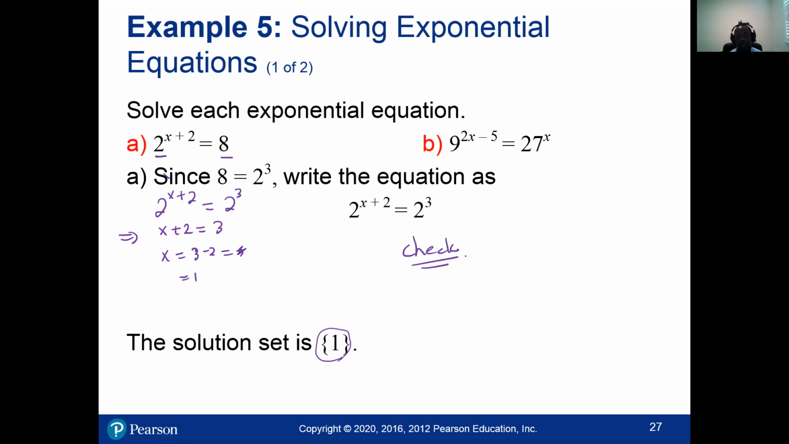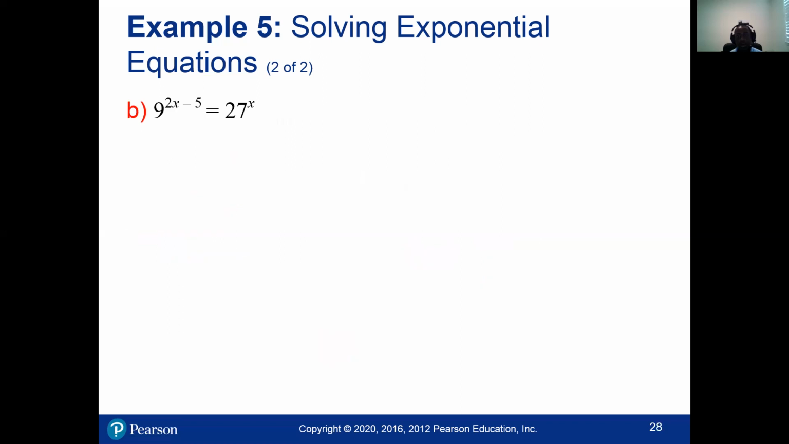Checking this, that is x is equal to 1. So let's do 2 to the 1 plus 2. Is it the same as 8? Of course, you get 2 to the third is equal to 8, and that checks. Okay, so the solution set is 1. All right. Now let's consider the second problem.